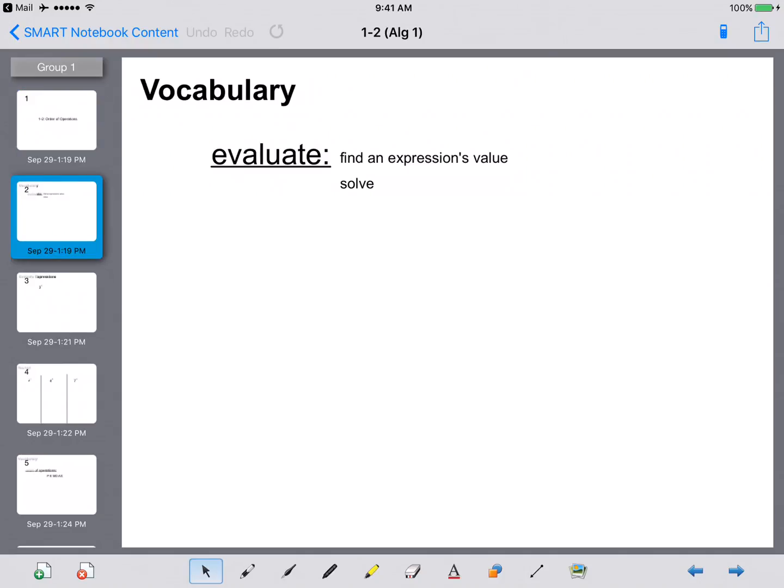So our vocabulary here is evaluate. And so that means to find an expression's value or to solve. So if you need to evaluate something, you need to get a definitive answer.